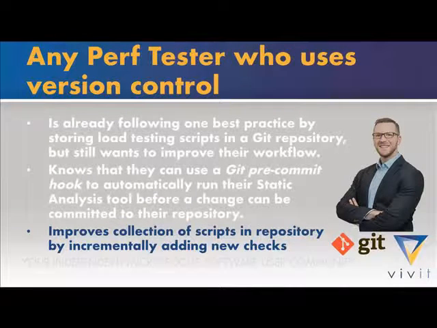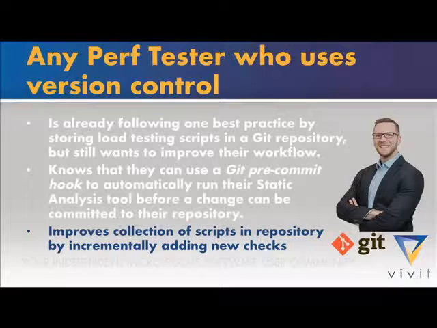If you're already using version control for your load testing scripts, the next step in maturity for your team is to add a static analysis component. You can use a Git pre-commit hook to automatically run your static analysis tool before anyone checks in code. If there are problems with the script, it prevents you from checking them in, and if there's not, you know that the script complies with your internal standards.